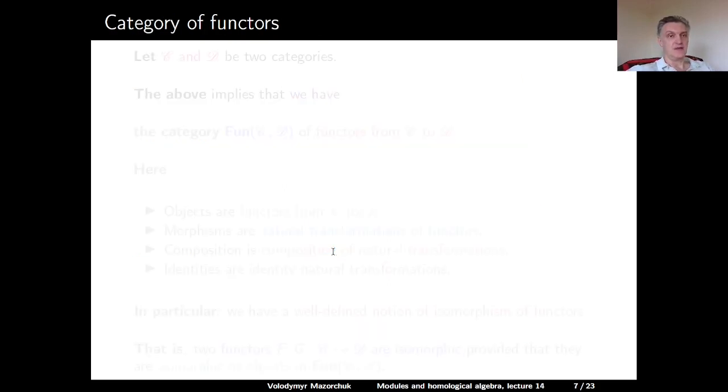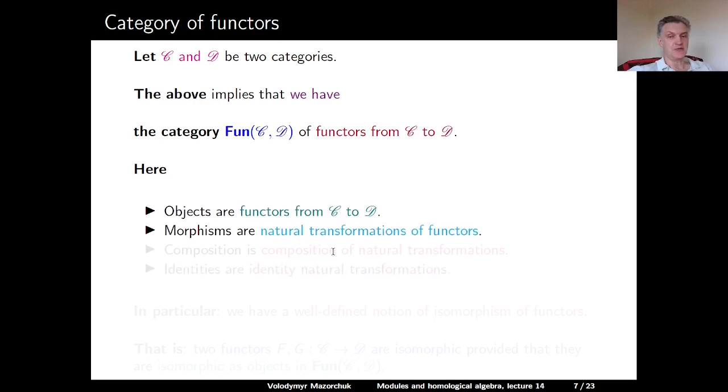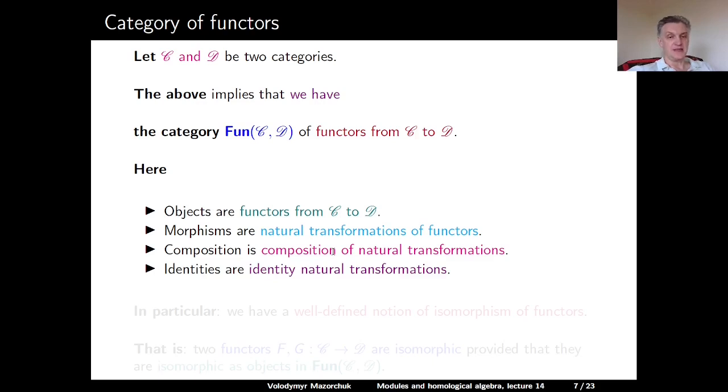We can summarize it in the following fact. Let C and D be two categories. Then, the associativity and unitality of the composition of natural transformations implies that we have the category of all functors from C to D, whose objects are functors from C to D, whose morphisms are natural transformations of functors, where composition is just composition of natural transformations, and the identity morphisms are the identity natural transformations. So we can now speak about the category of all functors from a fixed category C to a fixed category D.